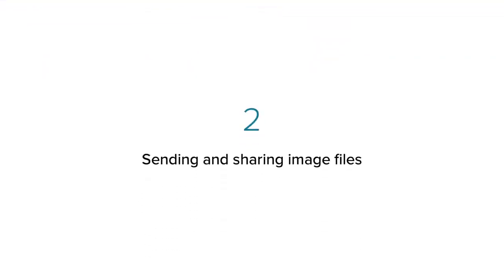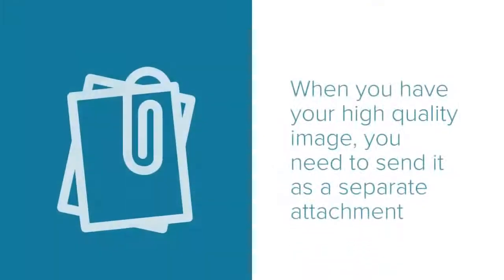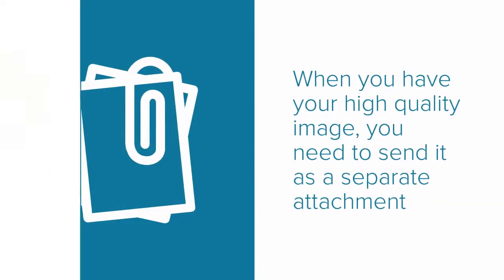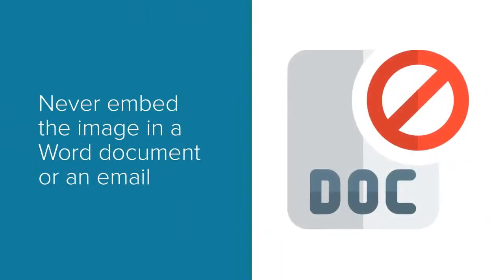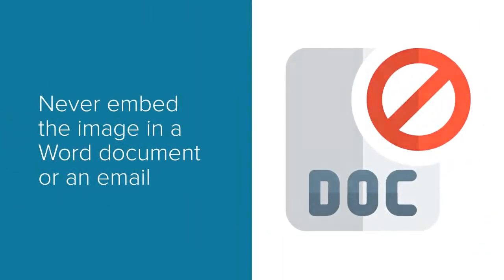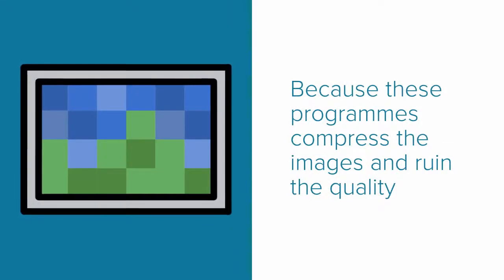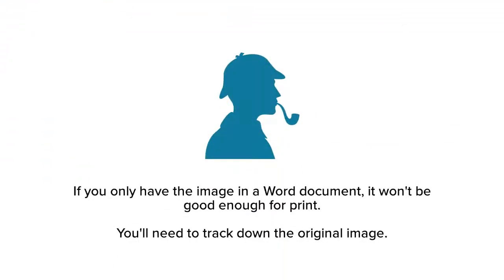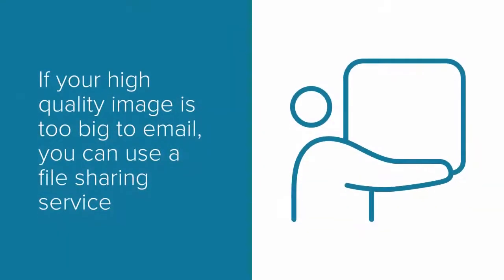Part 2. Sending and sharing image files. When you have your high quality image, you need to send it as a separate attachment. Never embed the image in a Word document or an email, because these programs compress the images and ruin the quality. If you only have the image in a Word document, it won't be good enough for print. You'll need to track down the original. If your high quality image is too big to email, you can use a file sharing service.